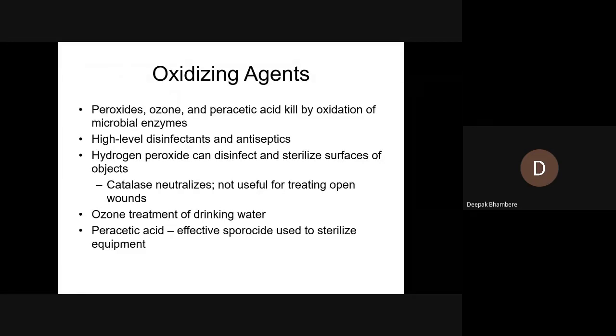Hydrogen peroxide is a strong oxidizing agent, and it can disinfect and sterilize the surface of objects. It is not useful for treating open wounds. Ozone treatment of drinking water, you might have heard about this treatment of drinking water with ozone. It has some disinfecting action. Then peracetic acid.